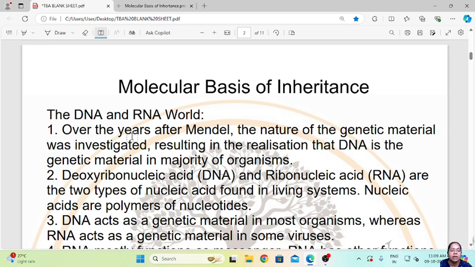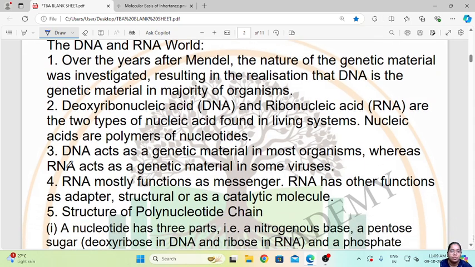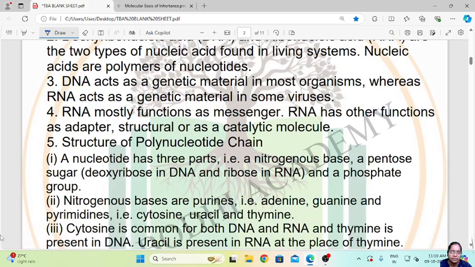Over the years after Mendel, the nature of the genetic material was investigated, resulting in the realization that DNA is the genetic material in the majority of organisms. So what is DNA? DNA is deoxyribose nucleic acid and RNA is ribose nucleic acid. These are the two types of nucleic acid found in living organisms. Nucleic acids are polymers of nucleotides. DNA acts as a genetic material in most organisms, whereas RNA acts as a genetic material in viruses.